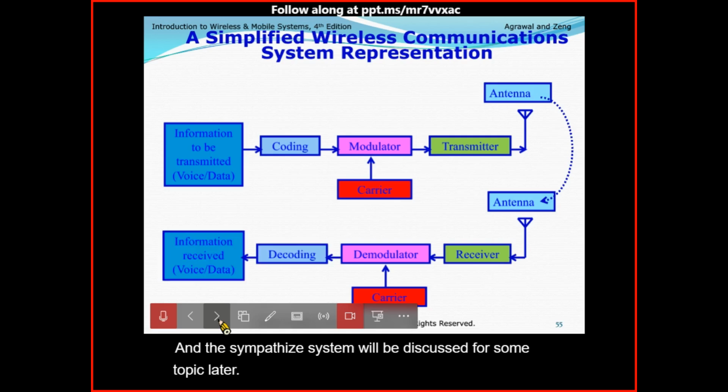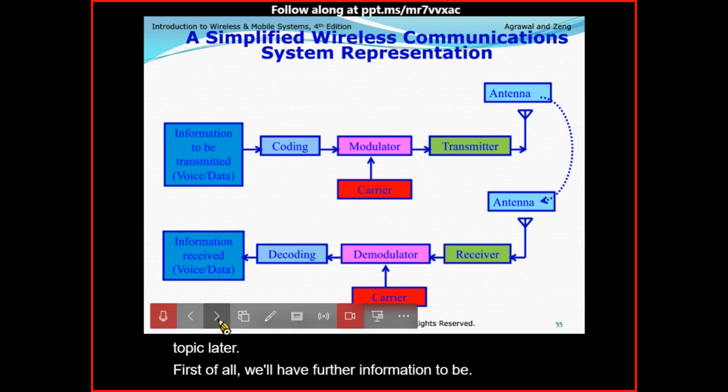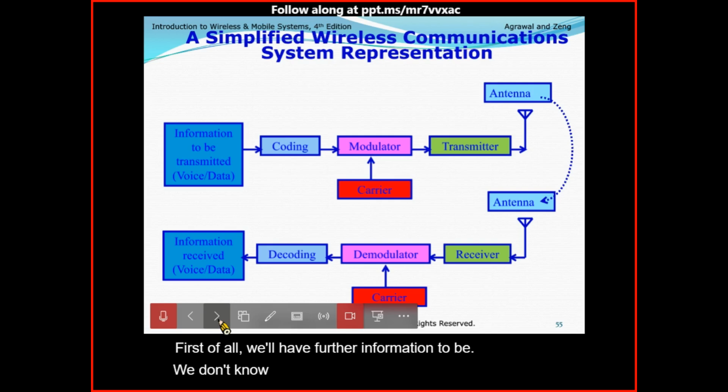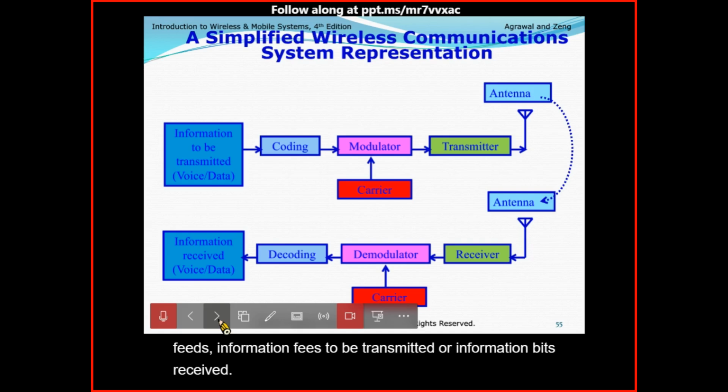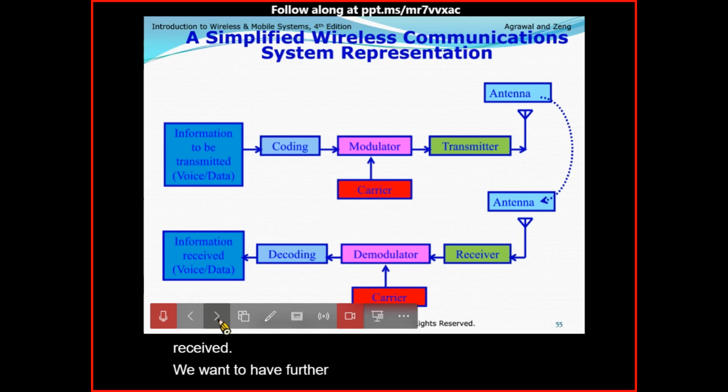First of all, we will have the information to be transmitted. Here we have information bits, the information bits to be transmitted or the information bits received. We want to have robustness of the information bits. Therefore, we should have coding.